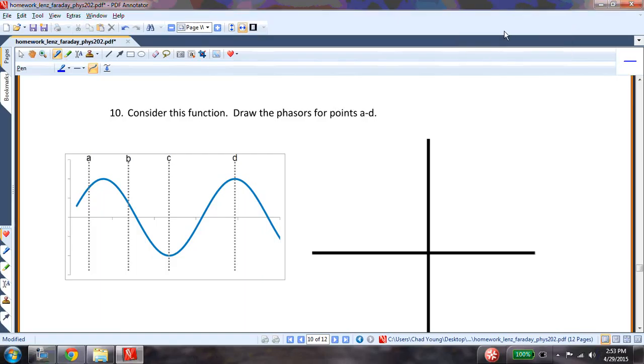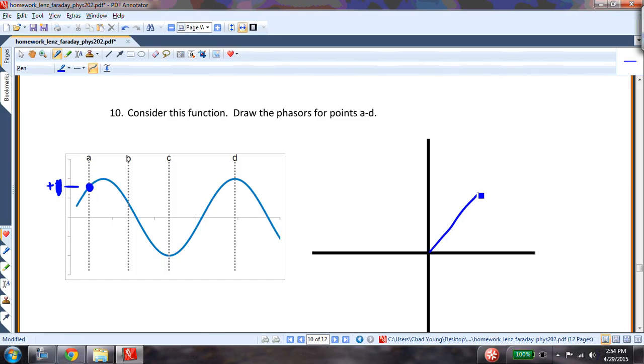Okay, so looking here at problem number 10, be able to describe what these phasors are. Remember that the phasor shows the magnitude and actually the phase of this oscillating function, the sinusoidal function, and the y component of the vector that we'll draw will represent the magnitude of that function. So for example, if I take this point right here, point A, notice that it has a positive value here on this axis, and it's also increasing.